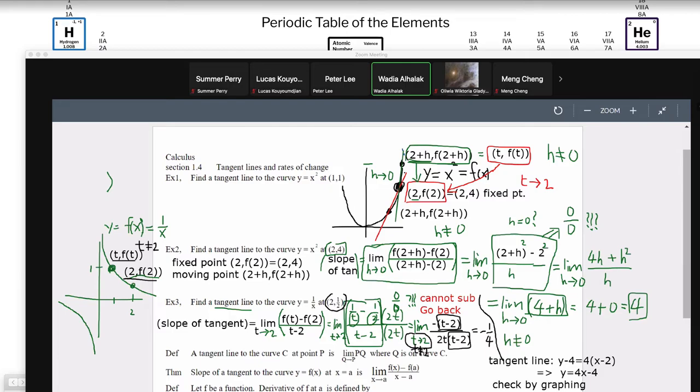I'm confused on how you find the limits, because this is going to be y plus negative 1 over x.